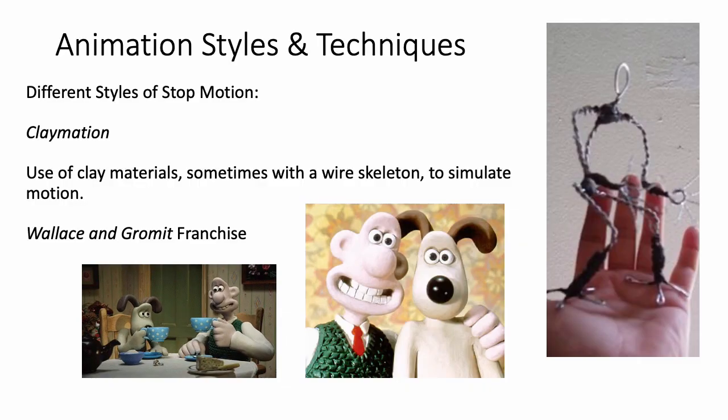Claymation involves the use of clay materials, sometimes with a wire skeleton, to simulate motion. Wallace and Gromit is an example of this.